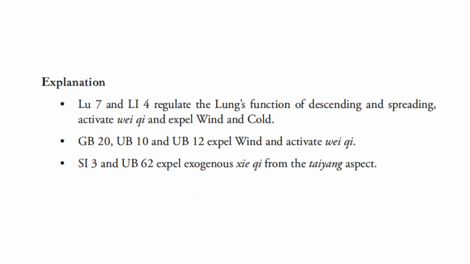As for the explanations of the points, Lung 7 and LI4 regulate the lung functions of descending and spreading, activate wei qi, and expel wind and cold. GB20, Bladder 10, and Bladder 12 expel wind and activate wei qi. SI3 and Bladder 62 expel exogenous qi from the Taiyang aspect.